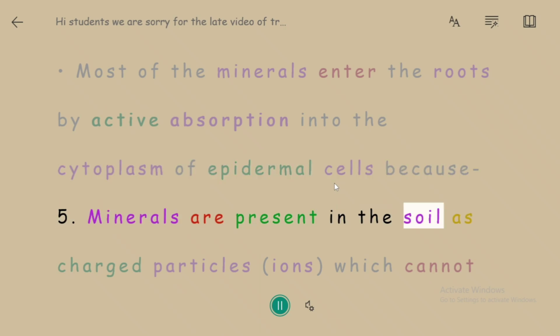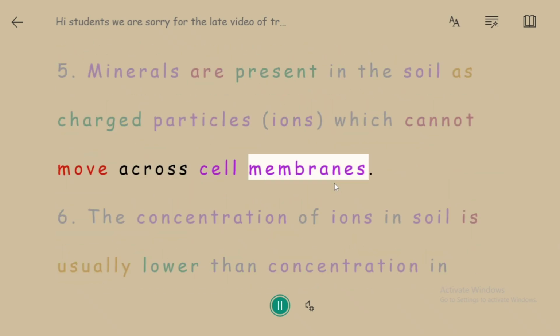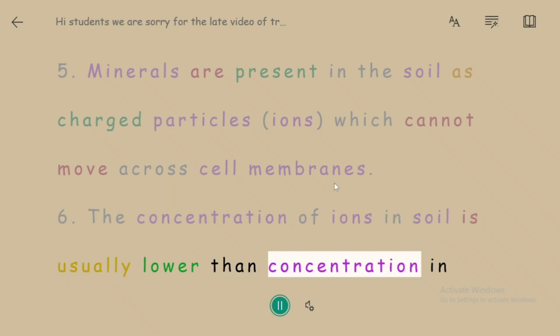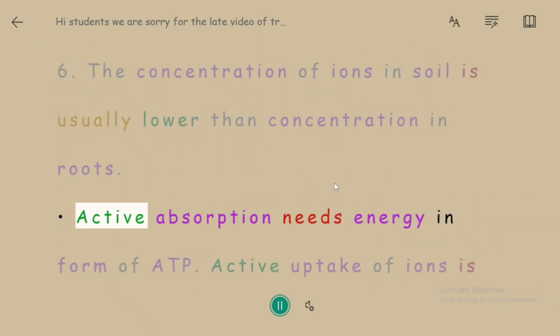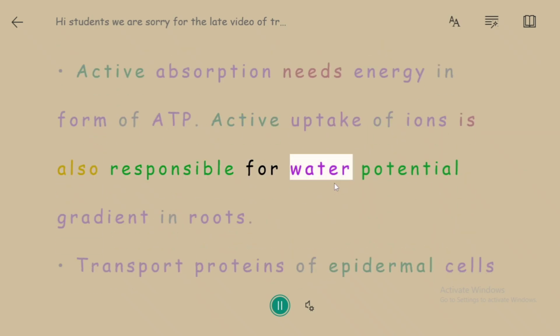5. Minerals are present in the soil as charged particles, ions, which cannot move across cell membranes. 6. The concentration of ions in soil is usually lower than the concentration in roots. Active absorption needs energy in the form of ATP. Active uptake of ions is also responsible for the water potential gradient in roots.